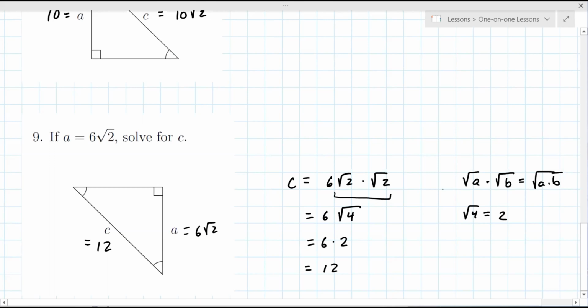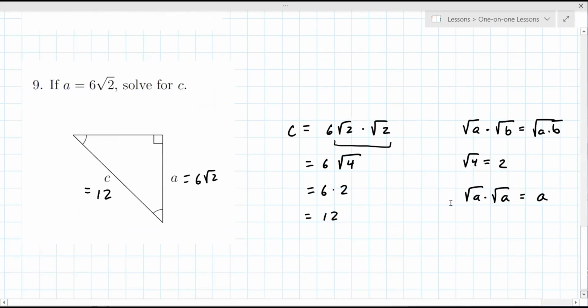Okay, so kind of as a related thing, if you have the square root of A times the square root of A, meaning itself, it becomes just A. All right, so if you understood that, let's try another example here. Sorry, I gotta just grab another question here. No, that's okay. All right, snipping these in.